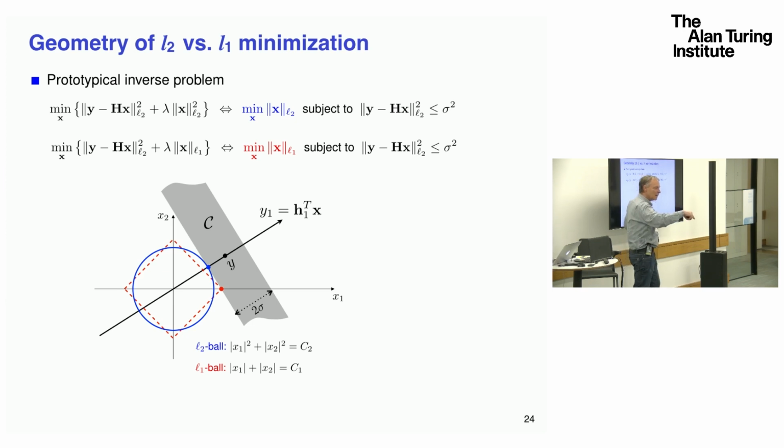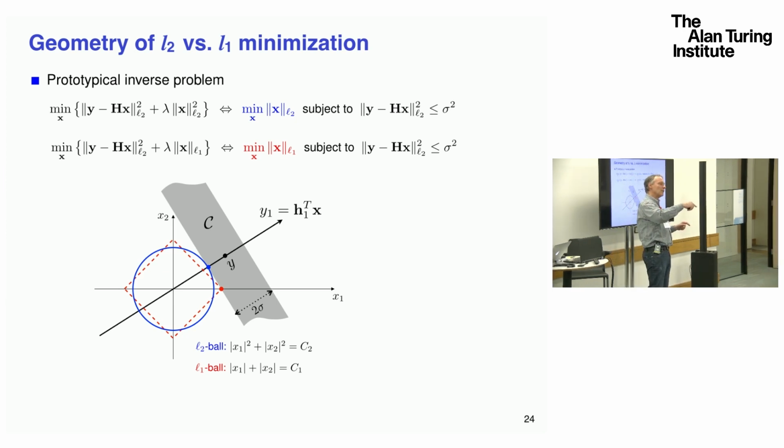This is exactly consistent with the representer theorem of Hilbert space. If you apply it to that case, it says the solution has to live in the span of the measurement vector, so it has to live on this line.